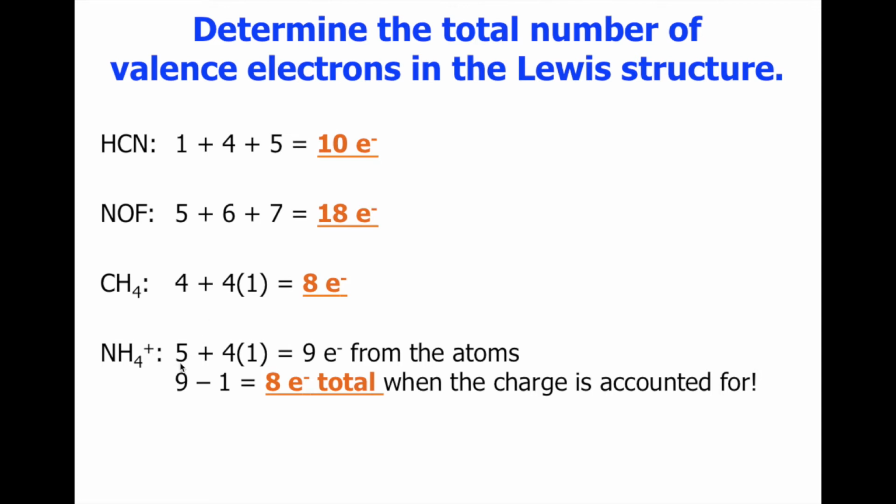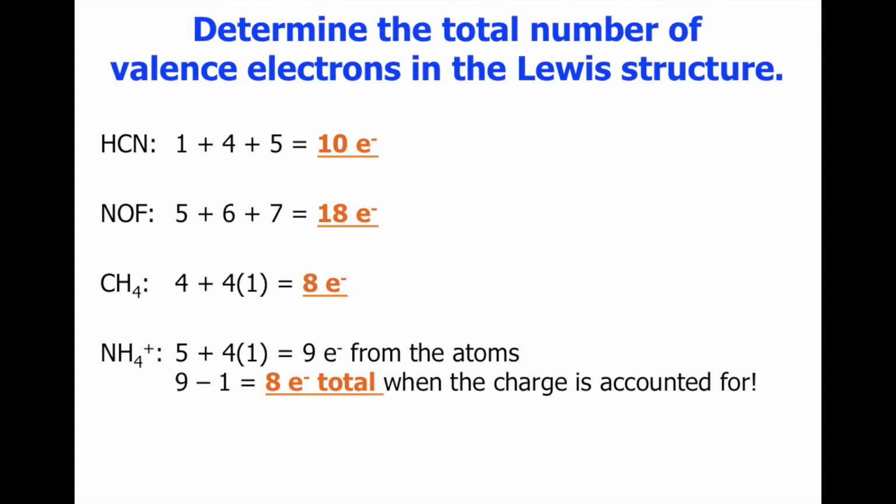My nitrogen is in group 5A. It will bring 5 valence electrons to the structure. My hydrogens are in group 1A and will bring 1 valence electron to the structure, and there are 4 of them to account for. That gives me a total of 9 electrons that would come from all of these atoms for the structure if I had a neutral compound.